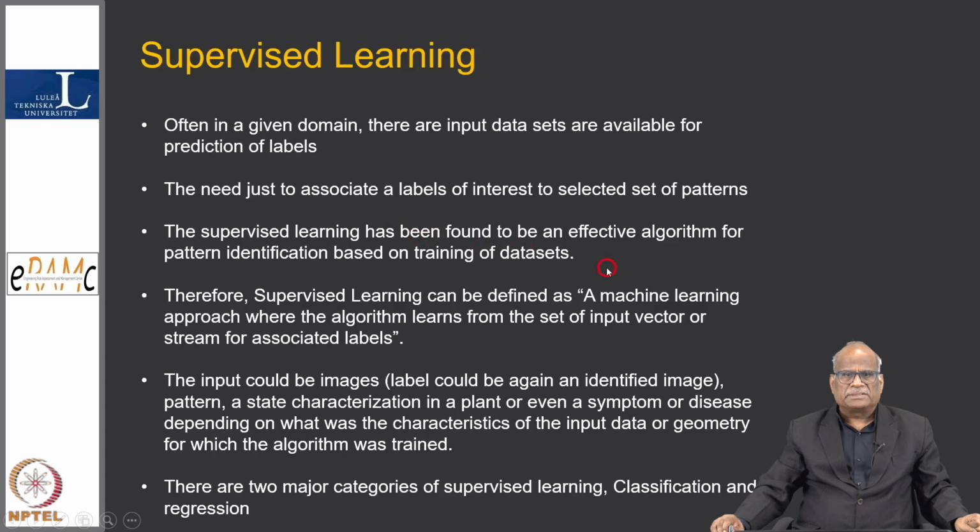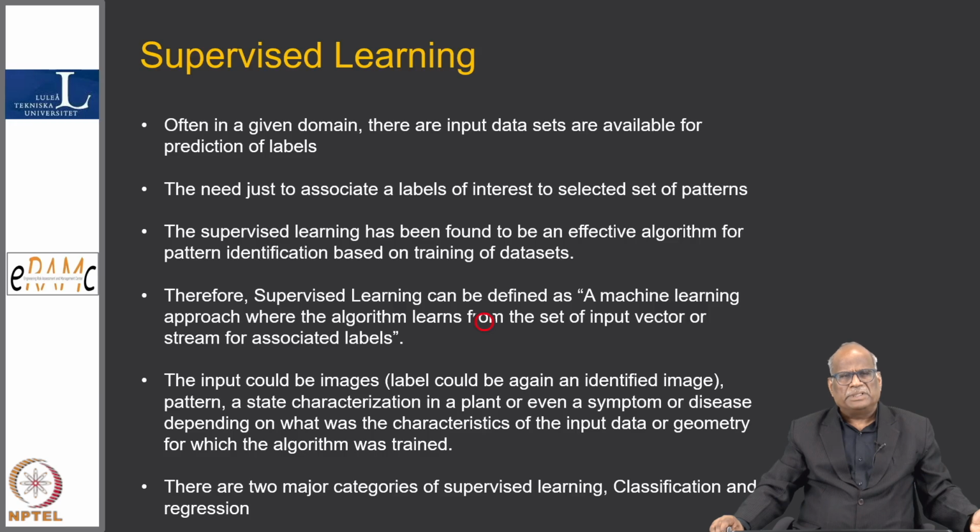Supervised learning is an effective algorithm for pattern identification or pattern recognition from the data set that is available to us. Supervised learning can be defined as a machine learning approach where the algorithm learns from a set of input vectors or streams. Once I have given an input and an output, and which one is associated with what, I am like a supervisor. I have created the framework and I am giving it. That is what happens in machine learning.